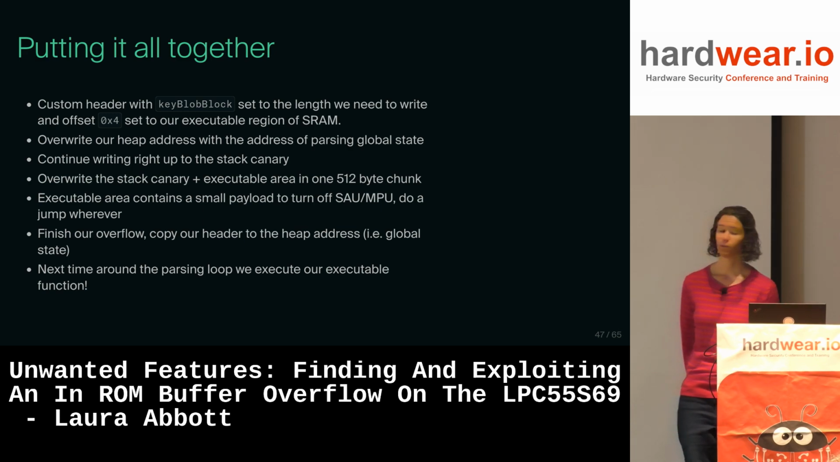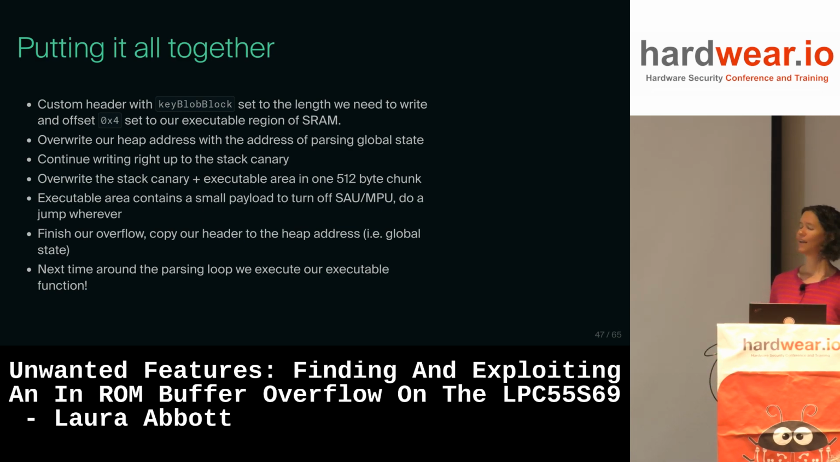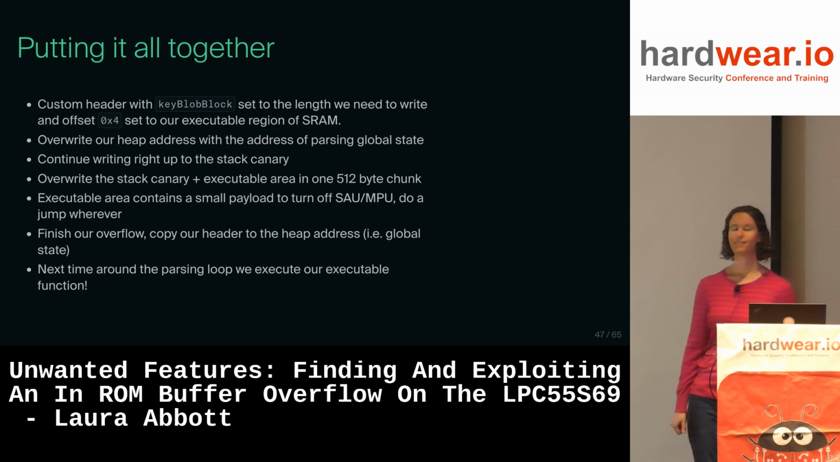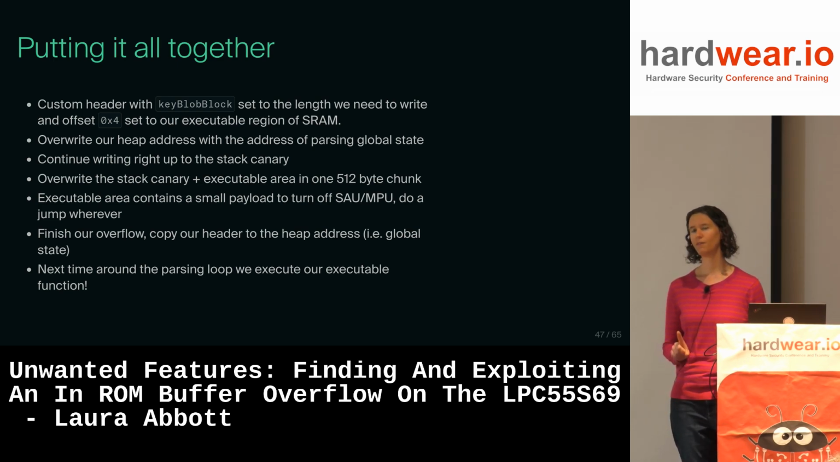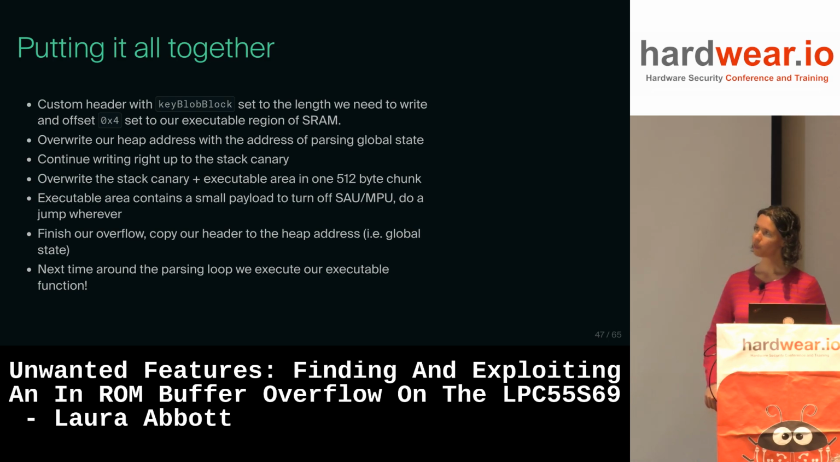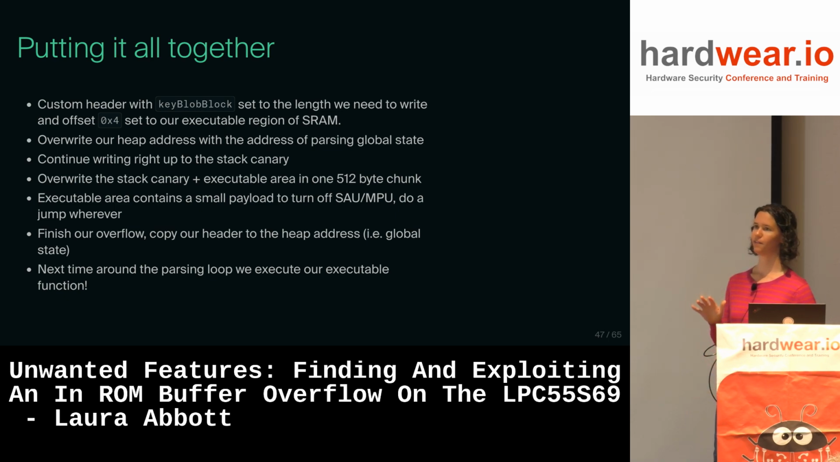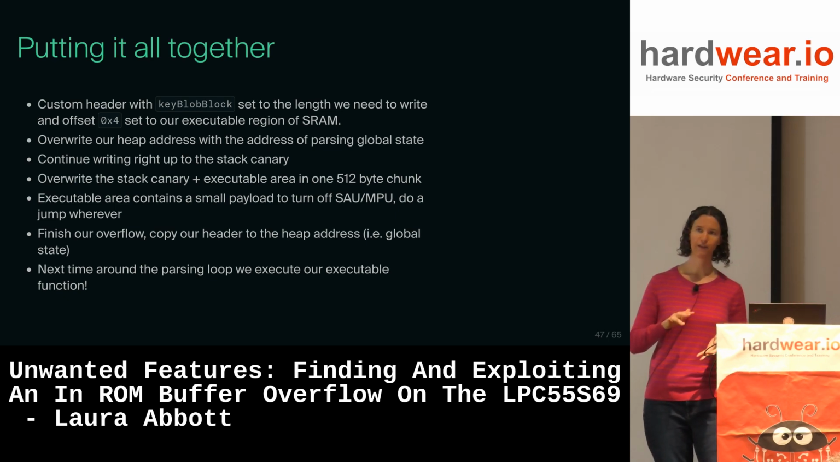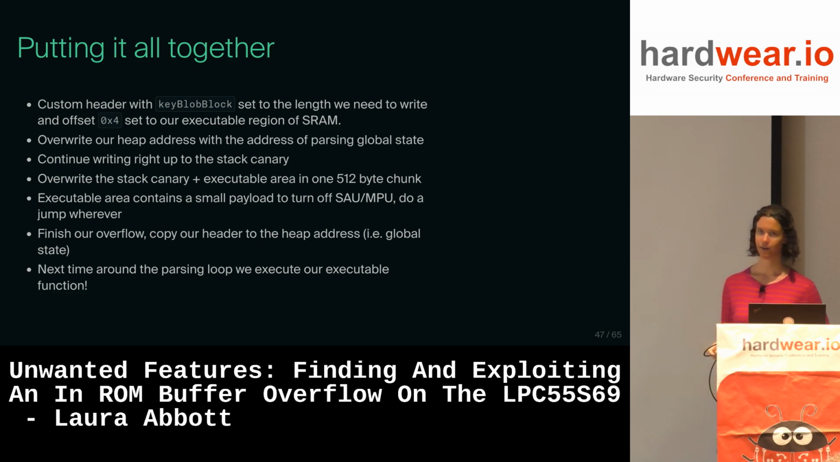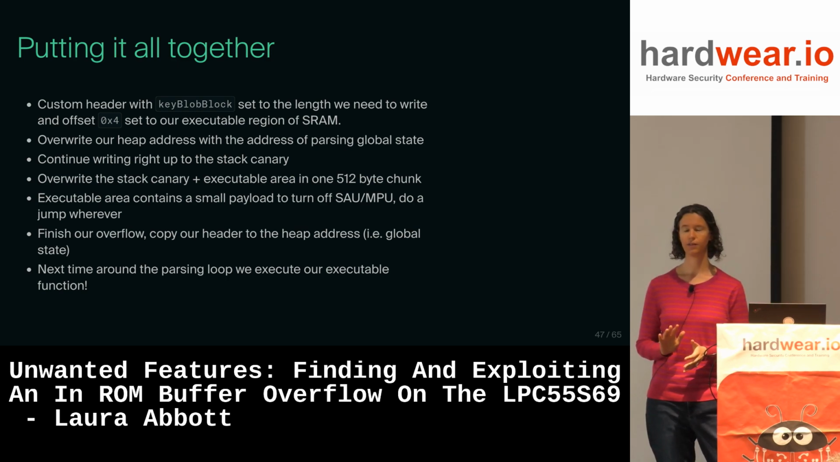Okay. So putting all of this together, we're going to have our custom header with an out-of-bounds field saying how much overflow we're going to do. One of the fields is going to be the address we're going to execute. That's going to be our executable SRAM area. We're going to do our buffer overflow, and we're going to be sending all of these bytes over ISP mode, 512 bytes at a time, until we get right up to the stack canary. And then we get to these last 512 bytes, we're going to overwrite the stack canary and get the executable area. In our executable area, we're going to put just a small payload to turn off the MPU and SAU, and this will enable us to jump wherever we want.